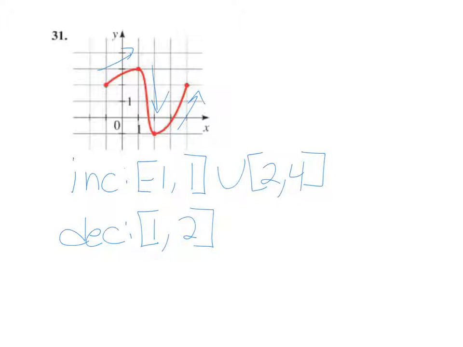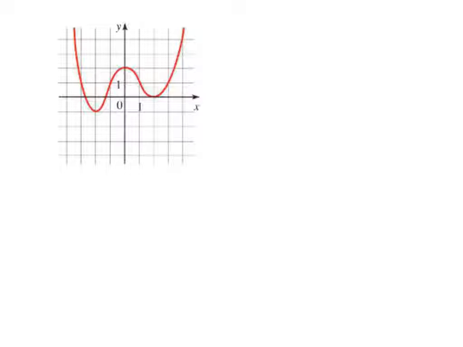You can see from these graphs that the change between increasing and decreasing occurs at the tops of hills and at the bottoms of valleys. The tops of hills are called local maximums, or just maximums, and the bottoms of valleys are called local minimums, or just minimums. Since maximums and minimums are measurements of height, they are y values.